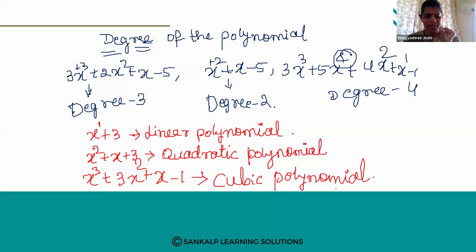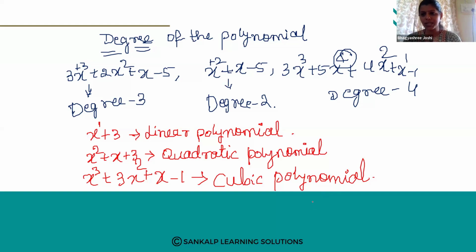If the degree is 1, then it is called a linear polynomial. If the degree is 2, then it is called a quadratic polynomial. If the polynomial has degree 3, then it is called a cubic polynomial. Understood? So based on the degree, we can divide polynomials into linear, quadratic and cubic. If the degree is 1, it is linear. Degree 2, quadratic. Degree 3, cubic.